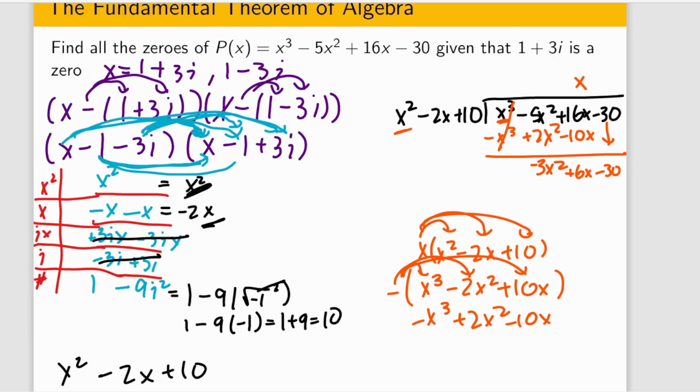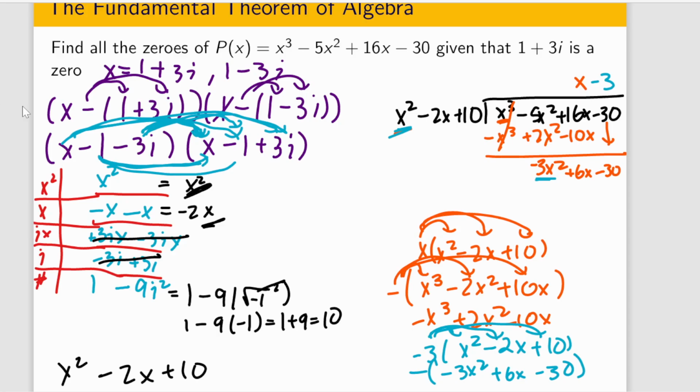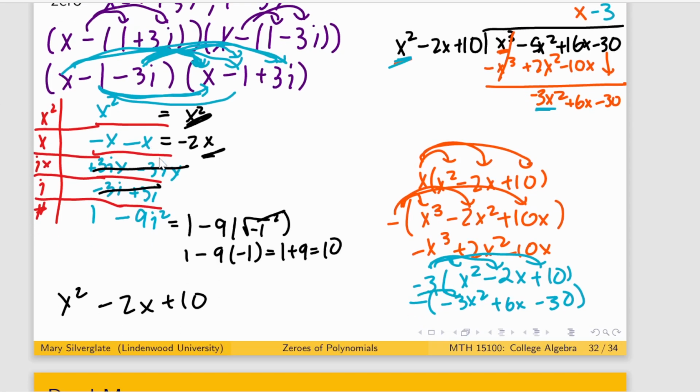Then I want to keep on going. X squared times what will give me negative 3x squared? Negative 3. And then I want to make sure that it's actually working, so I'm going to multiply this by negative 3. Negative 3 times x squared gets us negative 3x squared. Negative 3 times negative 2x gets us plus 6x. Negative 3 times 10 gets us minus 30. And then we want to subtract the results. So subtracting a negative becomes adding a positive 3x squared, minusing a 6x, adding a 30. So 3x squared minus 6x plus 30, when we add that straight down, does indeed make 0 with every term.